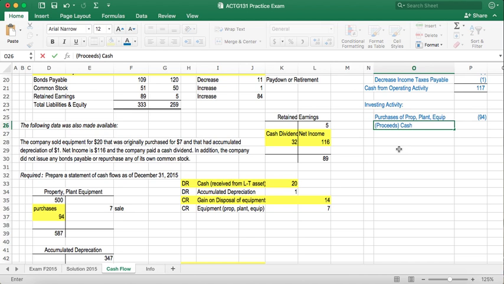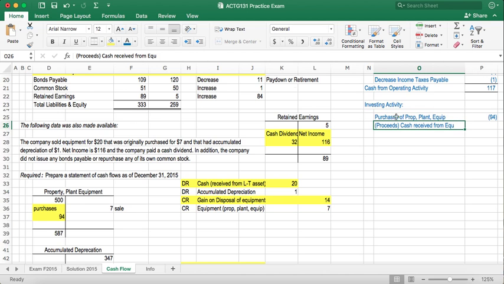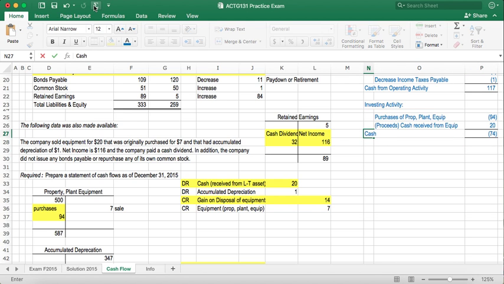So we'll put that in there. Cash received from equipment. And since it's cash received, that means it affects the cash flow by showing an increase in cash. So we're done with those two items. Now we're going to net them. So this is cash from investing activity.